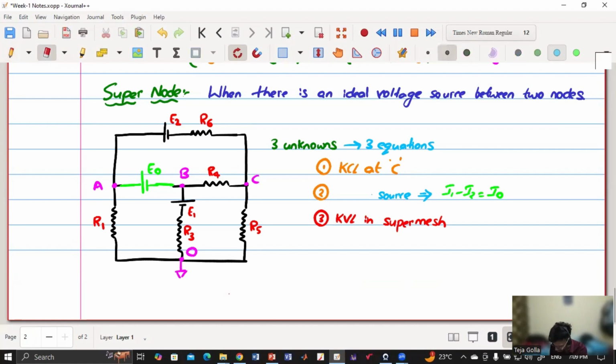So from the voltage source, you'll get an equation. What equation will you be getting? I'll get VA minus VB equal to E naught, right? Because A is at a higher potential. So I got. Clear? Yes. So now what happens? KVL in super mesh, right? Now KCL in super node. So KCL in super node.